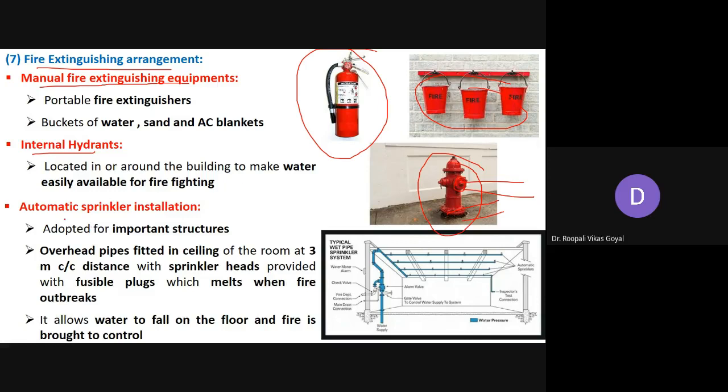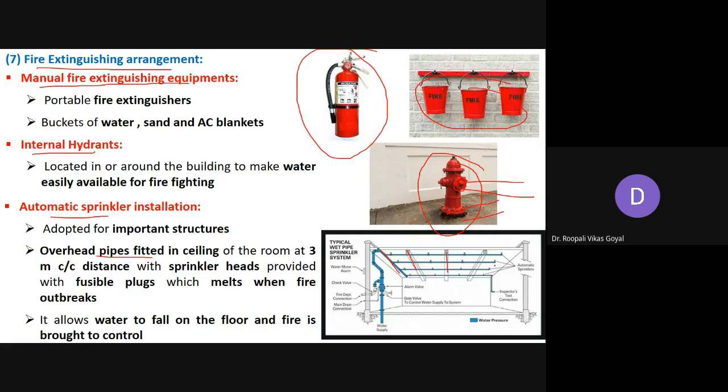Next, an automatic sprinkler installation can also be done. If your structure is very important, in that case you can fit overhead pipes. You can fix overhead pipes on the ceiling of the room, at a distance depending upon the requirement, generally 3 meter center to center, with sprinkler heads.